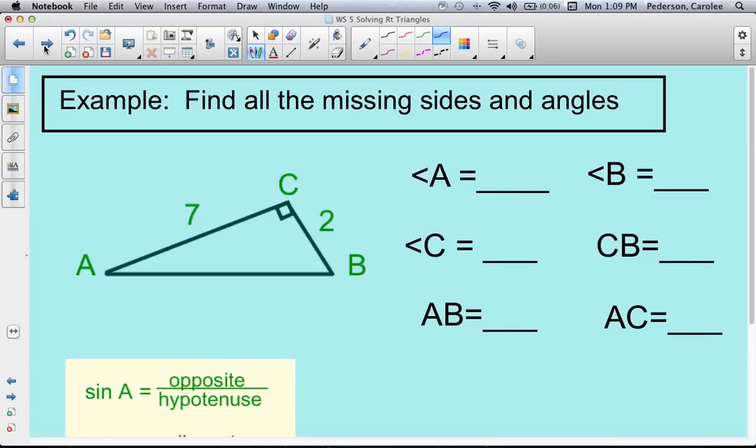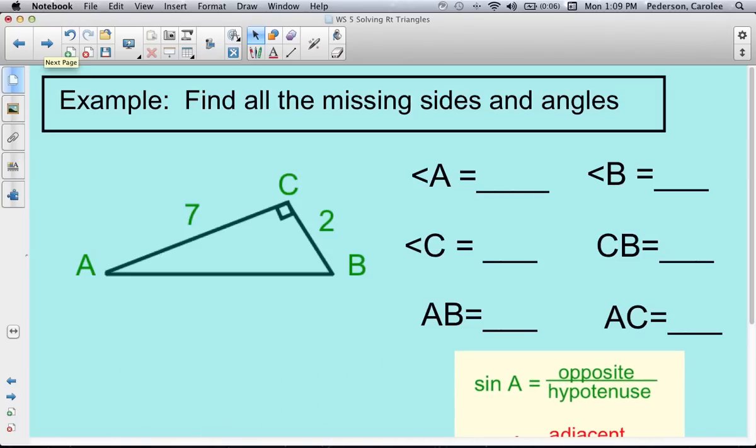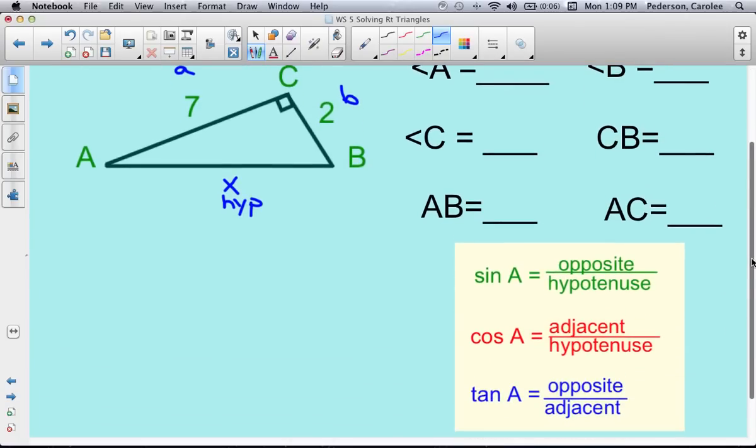Next example. Find all the missing sides and angles for this picture. This one is going to take us a little while to work on. So let's use the first thing, Pythagorean theorem, to find this side length AB. So this is the hypotenuse, and then this is A and B. We set up the equation to find x.